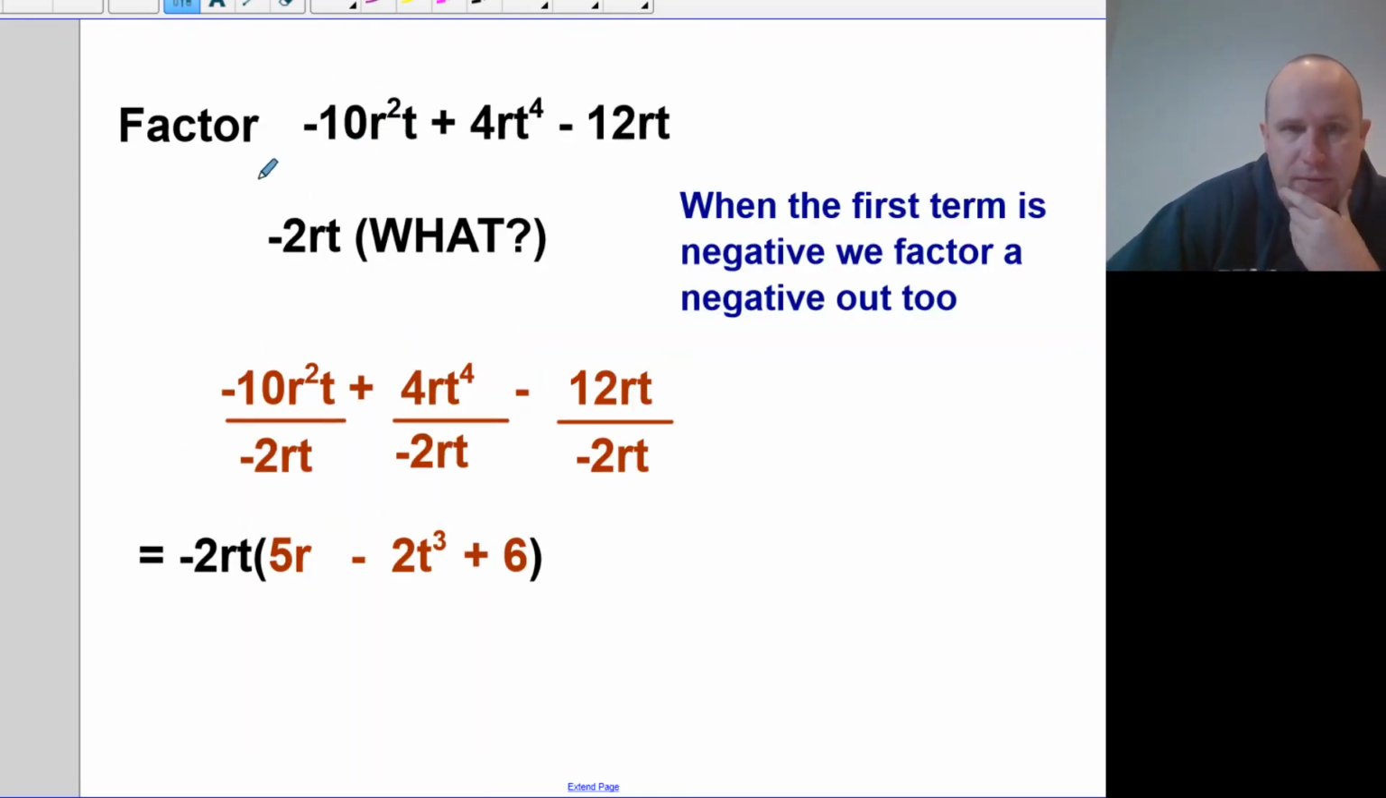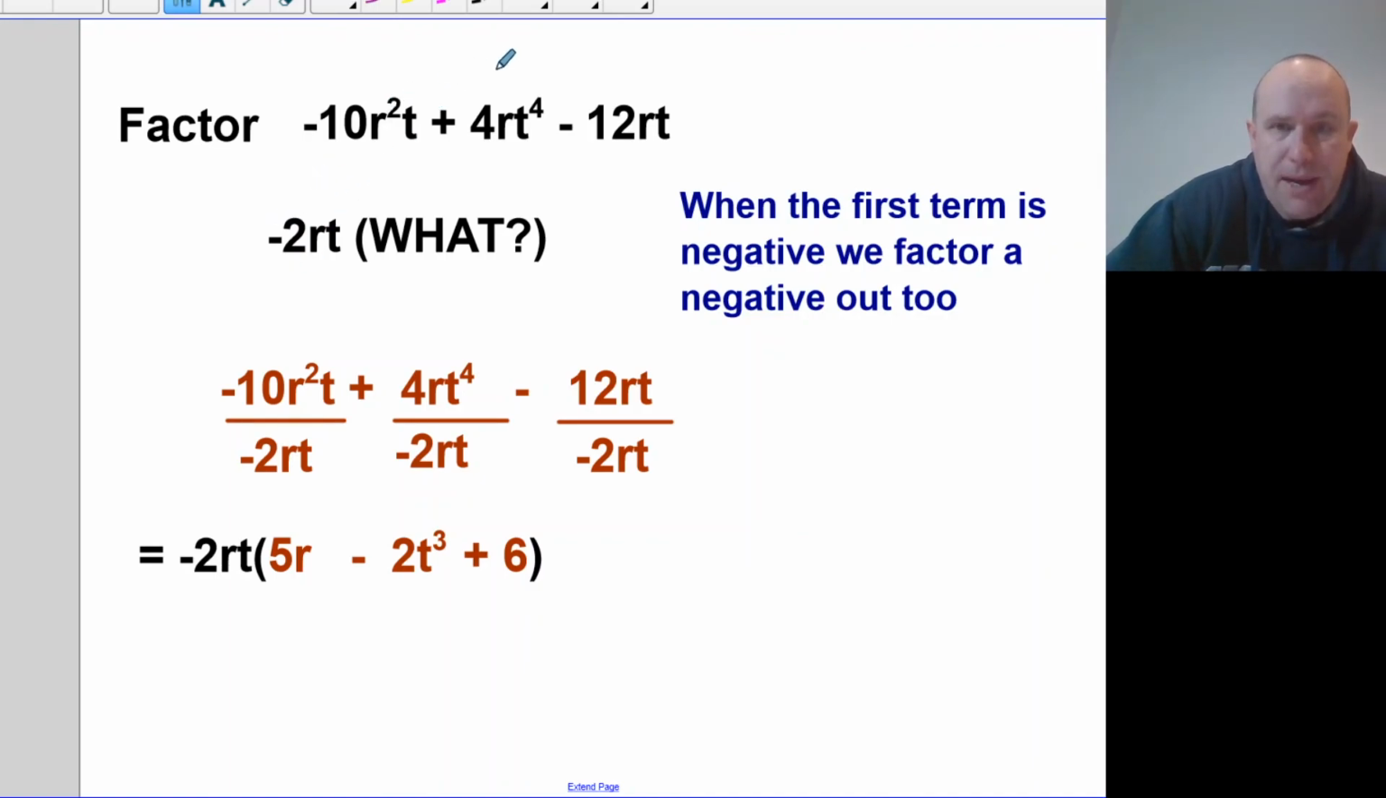Now, ones with a negative at the start of the question: if you actually do the GCF of -10, 4, and -12, it's not going to give you a negative answer. It'll always give you a positive answer. So when we have a negative, we're always going to put a negative at the start. And the GCF of 10, 4, and 12 is just 2, so I'm going to put -2 here.